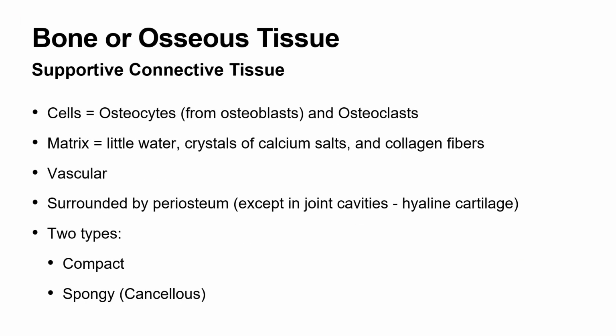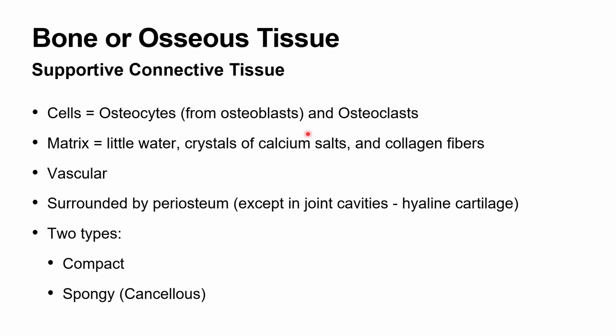Moving on to our bone tissue next. This is going to be our osseous tissue. Osseous, or os, is going to be our medical terminology for bone. This is going to be found in our supportive connective tissue category. The primary cells that make up bone are going to be our osteocytes, as well as our osteoblasts and osteoclasts.